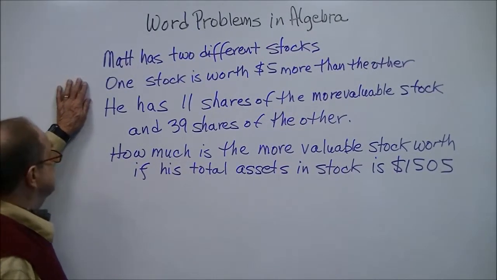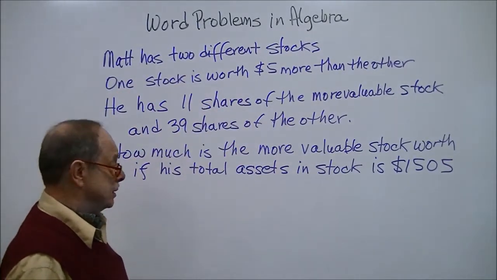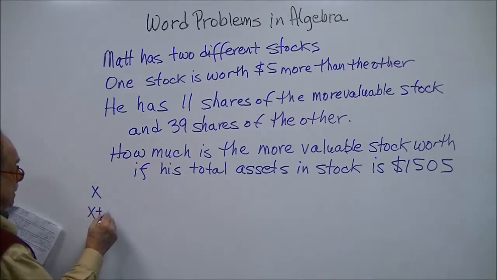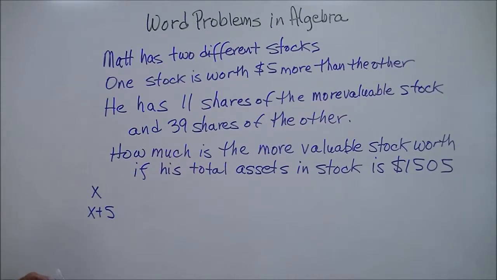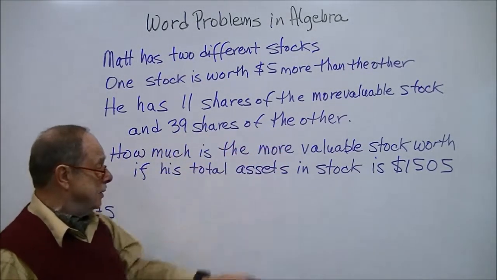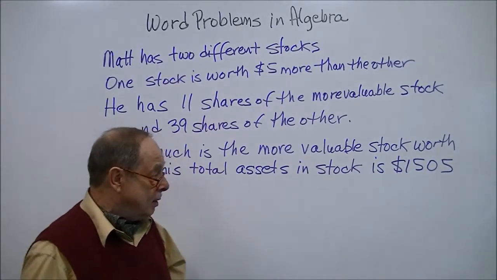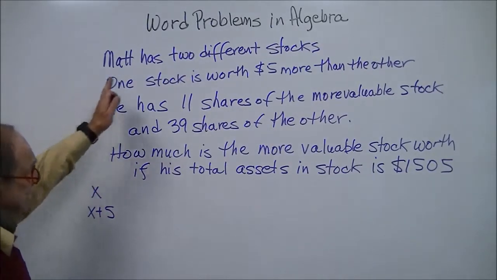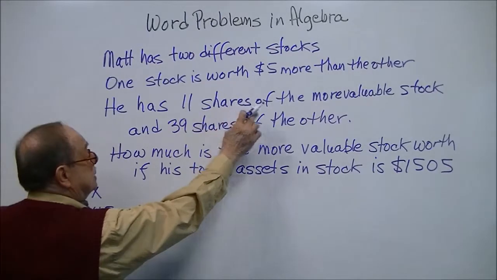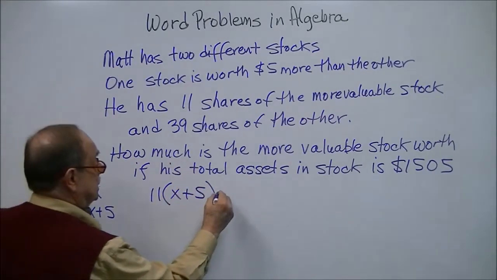Okay, here's one with a little twist. Matt has 2 different stocks. One stock is worth $5 more than the other. So this will be one stock, X, and the one that's worth $5 more is X plus 5. He has 11 shares of the more valuable stock and 39 shares of the other. How much is the more valuable stock worth if his total assets in stock is $1,505? And again, you may have to read this more than once, but here's our 2 stocks, and here they're telling you that you have 11 shares of the more valuable stock, which is this one. And you have 39 shares of the other.